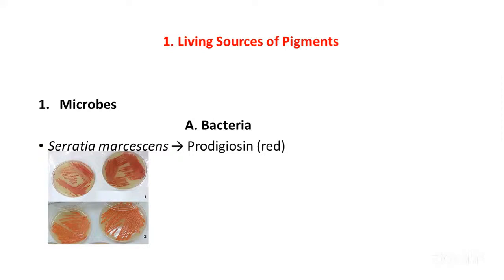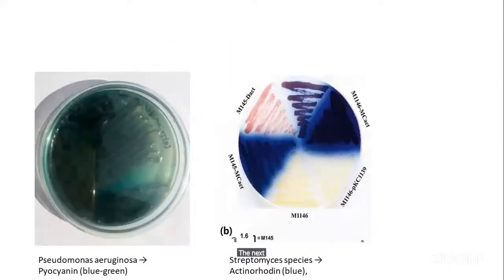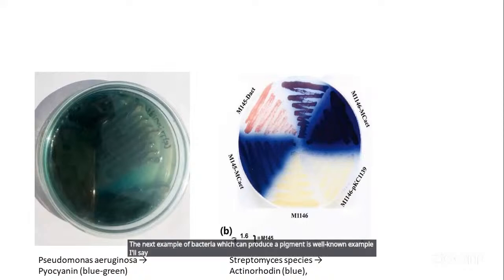In microbes, many bacteria, fungi, and algae are well known to produce pigments. We'll start with bacteria. The best known example of a pigment-producing bacterium is Serratia marcescens. It produces a red pigment called prodigiosin. The next example is Pseudomonas aeruginosa, which produces a blue-green pigment called pyocyanin.